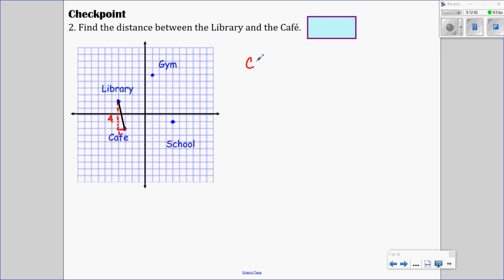So again, we're using our Pythagorean theorem in terms of a and b. So it'd be c equals square root of a squared plus b squared. We're going to have a as 4 and then our b as 1, and then we're going to plug it in. So 4 squared plus 1 squared.